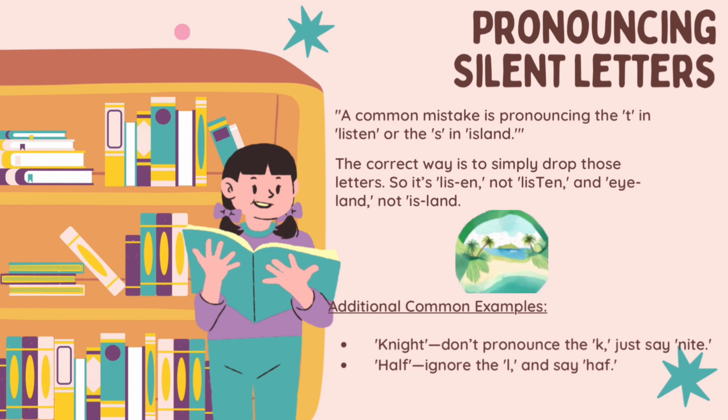3. Now that you're an expert on prepositions, let's move to something that even native speakers struggle with. Silent letters. English has lots of silent letters, and they can really trip you up. The trick is to know when to just ignore them. For example, in the word listen, the T is silent, so it's pronounced listen, not listen. Another classic example is island. Even though there's an S, you don't pronounce it. So it's island, not island.